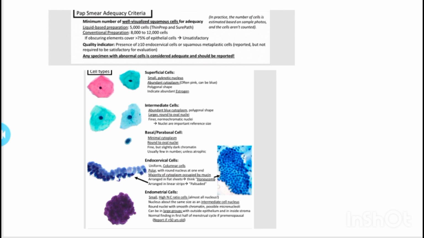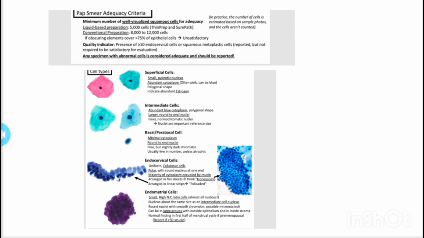For abnormal cells, see, I told you if more than 75% obscuring is there, then we have to repeat. If even one abnormal cell is present in the smear, just one cell, that is abnormal, then you have to definitely report such slides. Any specimen with an abnormal cell is always considered adequate, and it should be reported. Even though it might be 1 or 2 cells, we have to consider it.